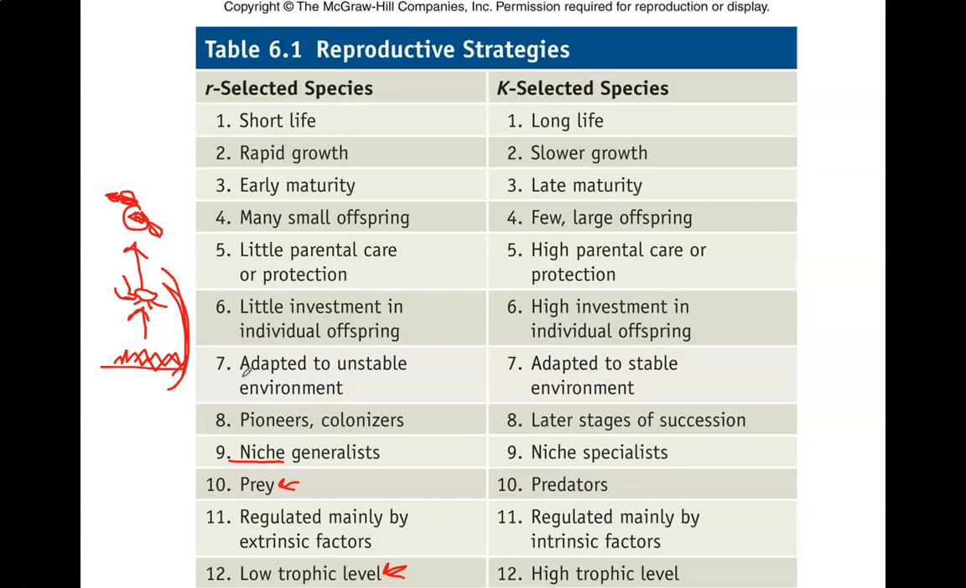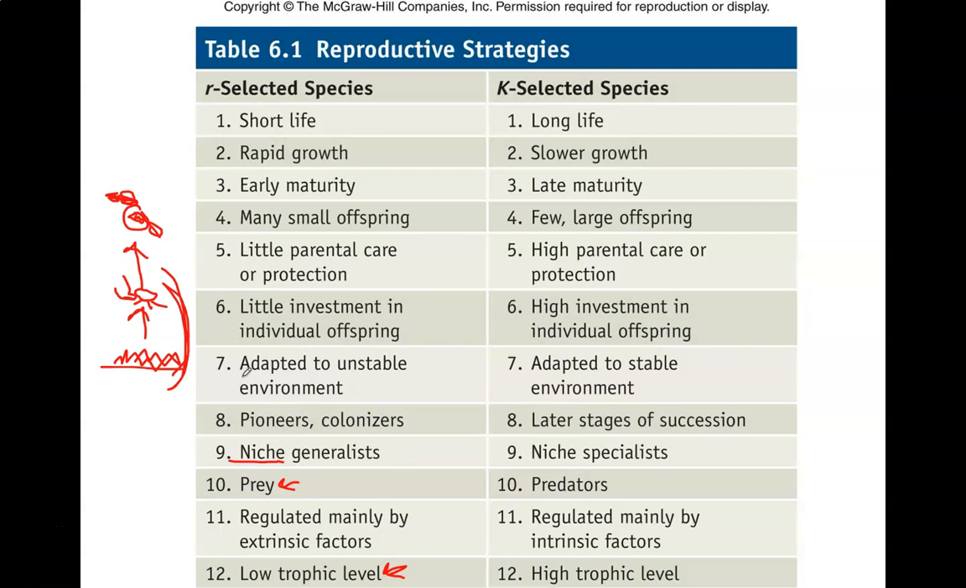A lot of larger organisms are K-selected. So think of things like elephants. Bears, and a lot of the big predators. So tigers, things like that.